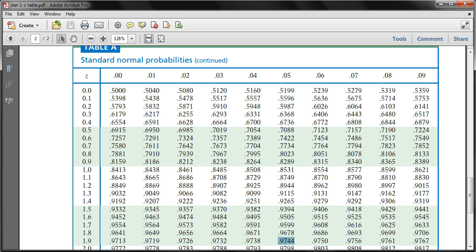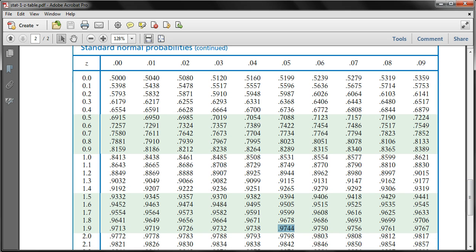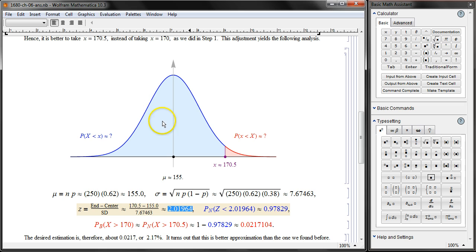So 2.02, not this one anymore. 2.02 is okay. 2.02, 0.9783. That's the probability. 0.9783 is the probability for this blue. So the right is 1 minus that.